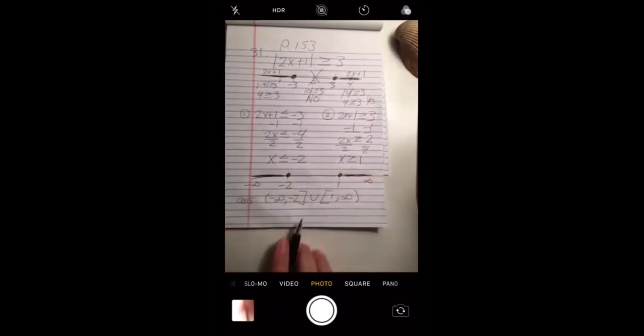To give you some confidence in this, let me see if I can find it in the back of the book. Risk looking like an idiot. If I got it wrong, if I did something wrong, let's see what the, okay. This is 1.8, problem 31.